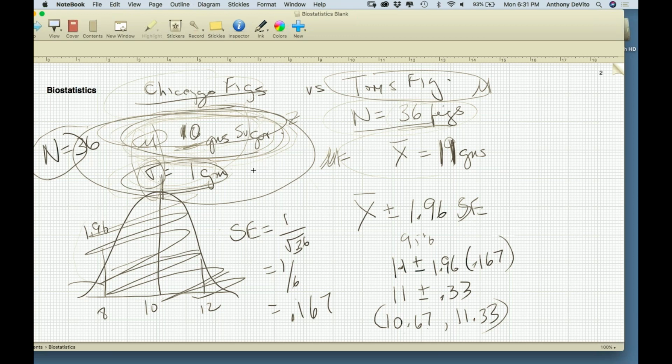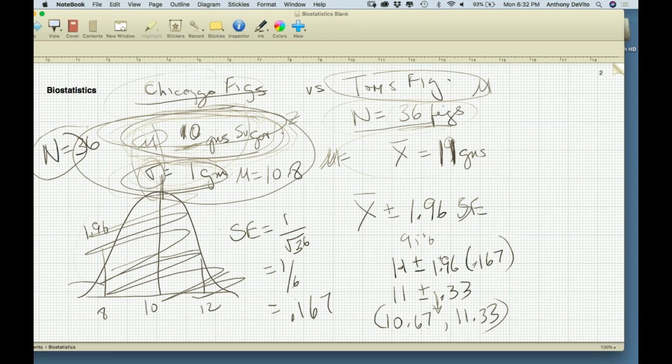What if I told you that the mean Chicago fig had an average sugar level of 10.8? Would I still be able to make that statement? No, I wouldn't. Why wouldn't I be able to make that statement? Because it's entirely possible that my true mean might be less than 10.8. At least I don't have enough evidence to say that there's a 95% chance that it's different, right?